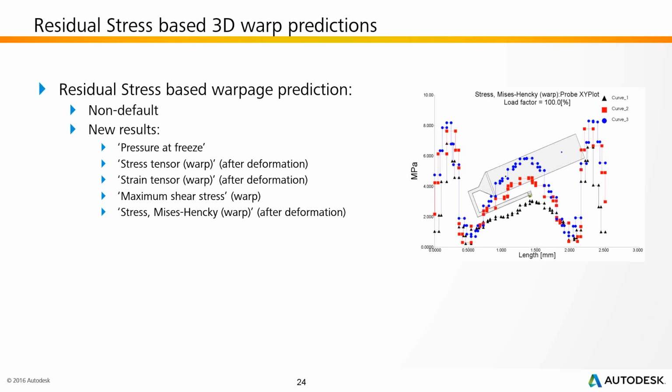And this particular development is a foundational piece that we need to make progress in other areas that we want to move into that were not possible with the prior warpage scheme. As a side effect, we also have some new results: pressure at freeze, stress tensor warp after deformation, strain tensor warp after deformation, maximum shear stress, and the von Mises stress after deformation. So post-molding stresses can now also be displayed.